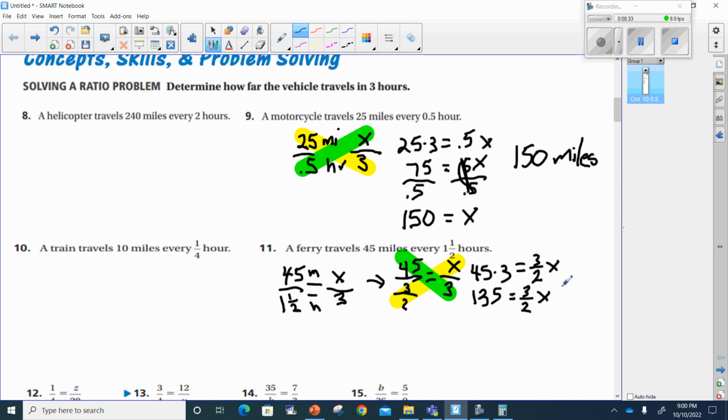Now I'm going to have to multiply this side by 2 over 3 to get rid of it. That makes sense because the inverse of 3 over 2 is 2 over 3. That leaves me x on this side. Whatever I do to one side, I have to do on the other side. So I'm going to have to multiply this side by 2 over 3.